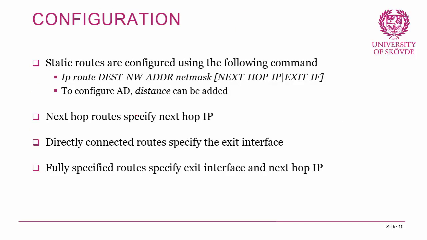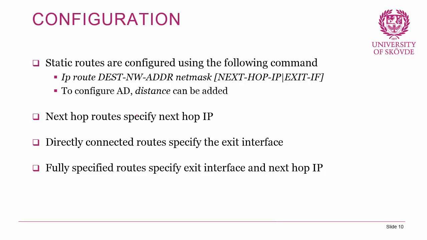Well, static routes are configured using the command ip route, destination network address, netmask, and then next hop IP and/or exit interface. There are some cases where you want to do the next hop IP, there are some cases where you want to specify the exit interface, and there are some cases where you want to specify both, and we're going to look at that after we do a little practical. To configure the administrative distance, you add the distance keyword and the AD that you want. So next hop IP will specify the next hop IP. Directly connected static routes are what you call a static route where you specify the exit interface, but you can also do a fully specified route, and that will specify both the exit interface and the next hop IP address.